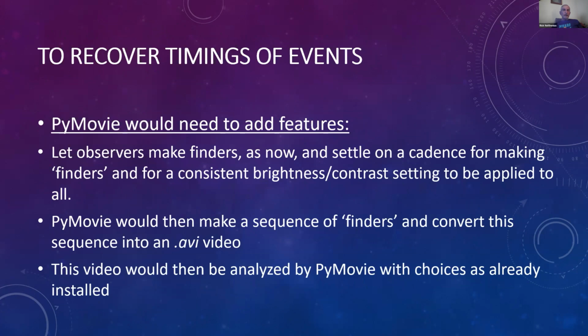So PyMovie, if it were to try and incorporate this, would need a little bit of programming, but hopefully not a whole lot, because the capability for doing background and range and for making finders is already there. What you need is the ability to turn the finders into a sequence and turn it into a video. So FFmpeg, I guess, is the engine for so many video programs, and I know that it can do that.